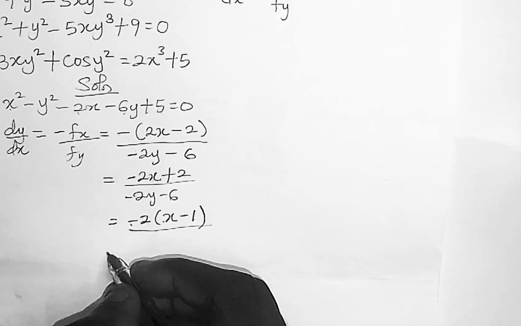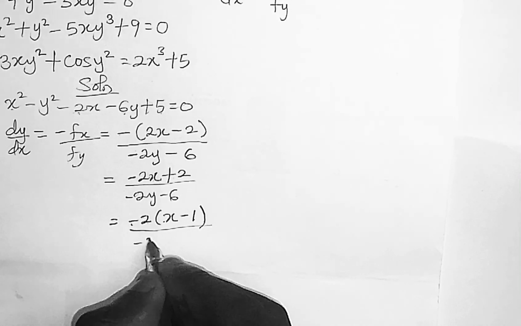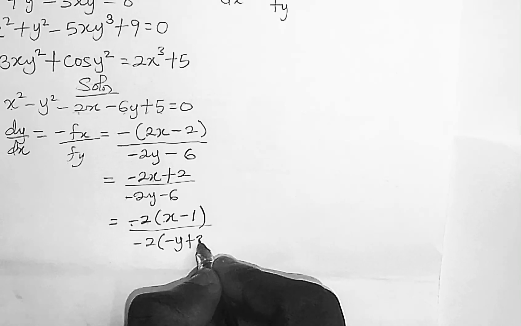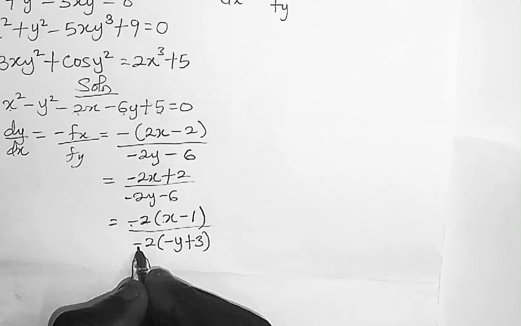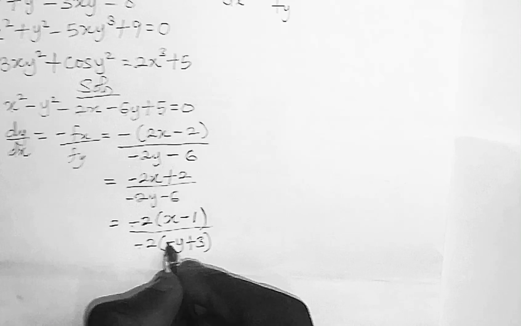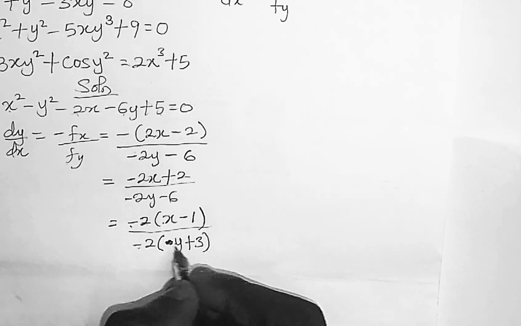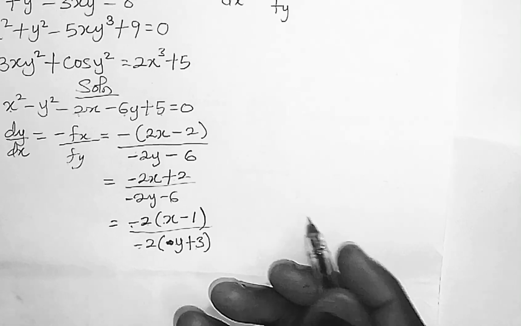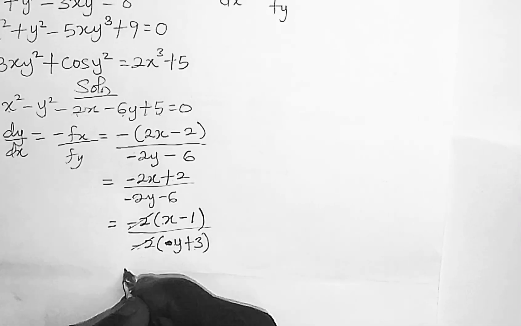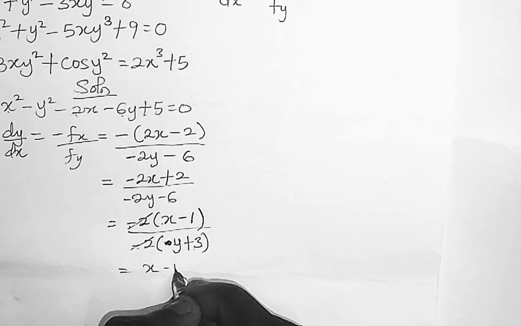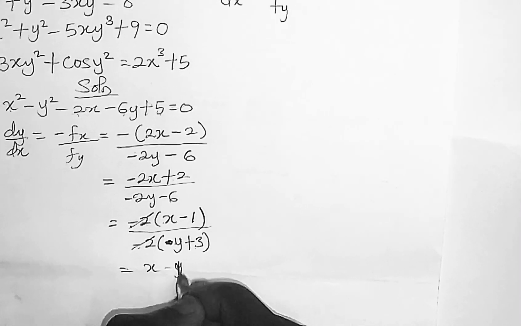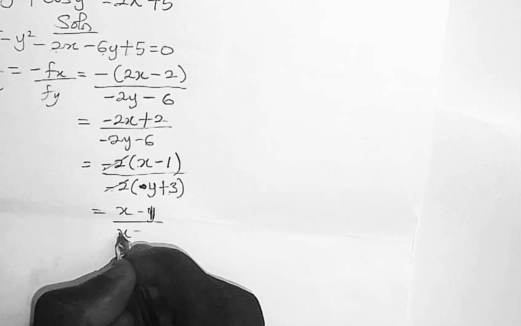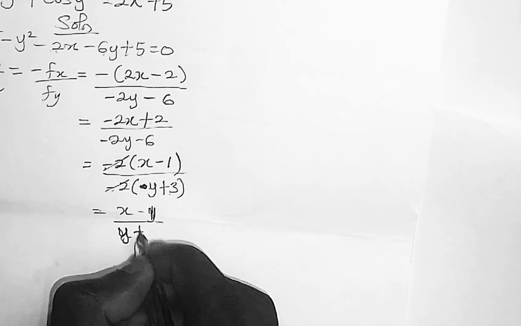What is common between these parts? Minus 2 also. What will I be left with? Sorry, I'll be left with y rather, not minus y. Minus 2 times y will give me minus 2y. Minus 2 times plus 3 will give me minus 6. So minus 2 cancels minus 2. Final answer is what? Sorry, x minus 1 over y plus 3.